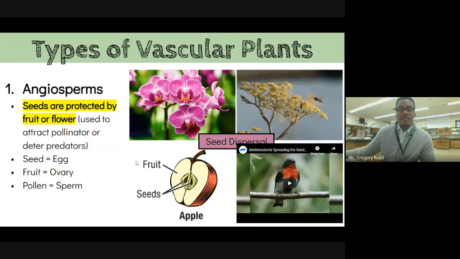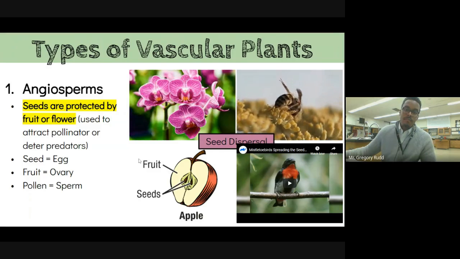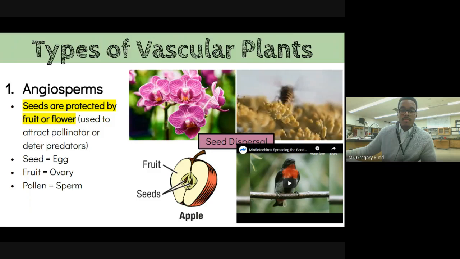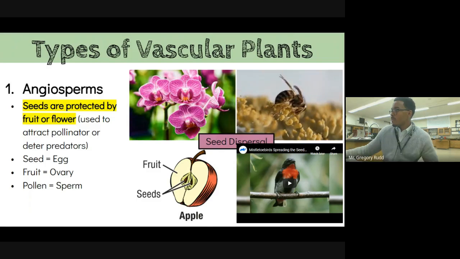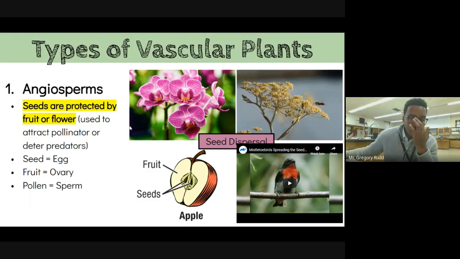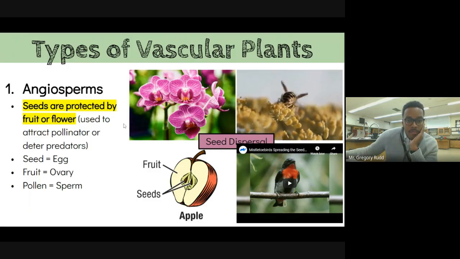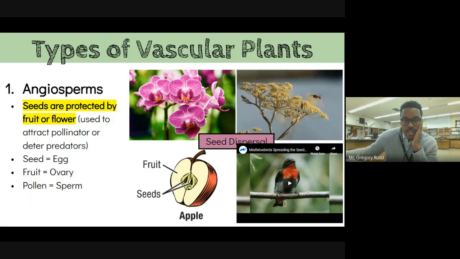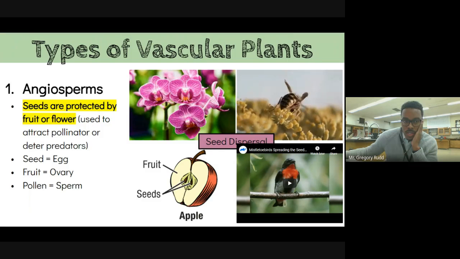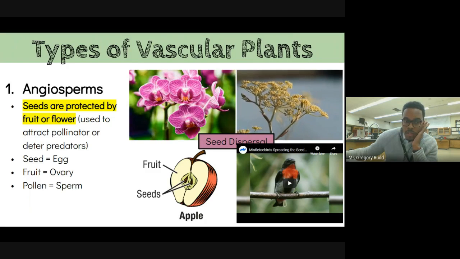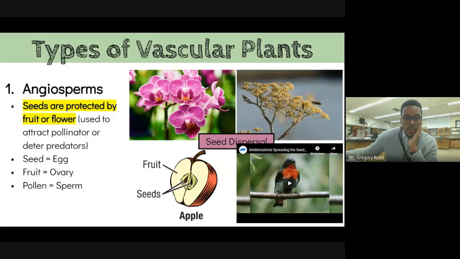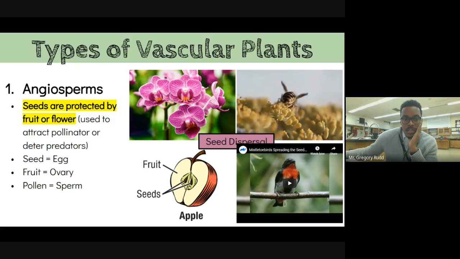There are two classes of vascular plants. So as you see, we first divided the plant kingdom into two classes. We had the vascular class and the non-vascular class, and now we're dividing this vascular class further into angiosperms and another class called gymnosperms. But angiosperms are vascular plants that use fruits or flowers to protect their seeds.